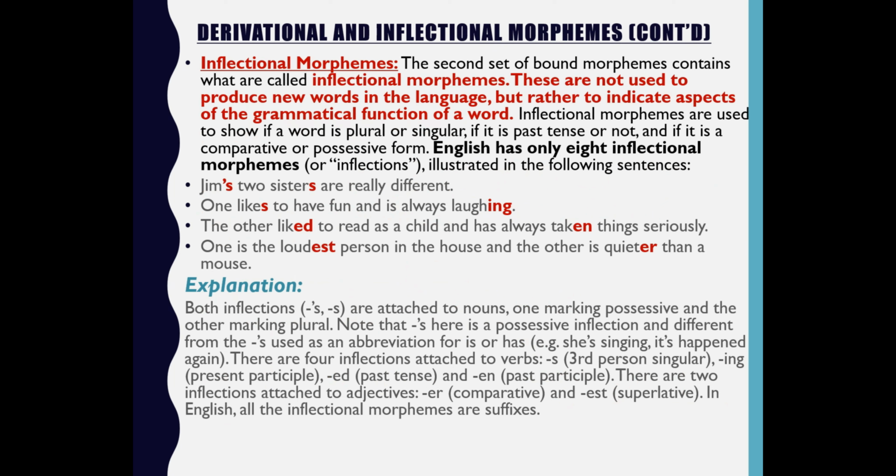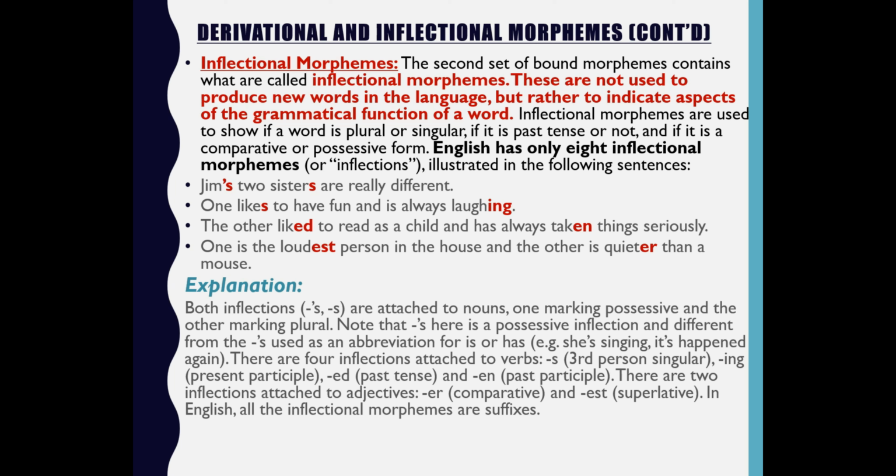The second set of bound morphemes. To be clear, inflectional morphemes and derivational morphemes are both bound morphemes. I can't add anything else at all in English, and all of them fall under the category of grammar. They are all grammatical or functional morphemes. Okay, they are all bound morphemes. The second set of bound morphemes contains what is called inflectional morphemes.